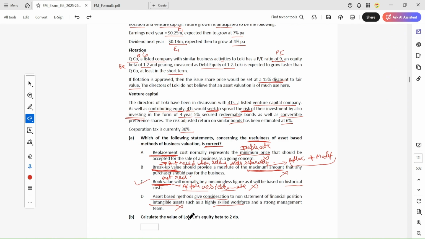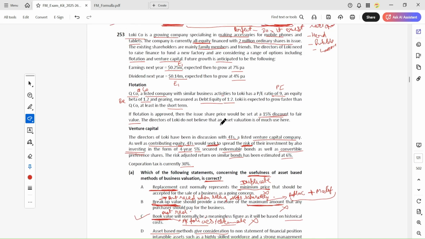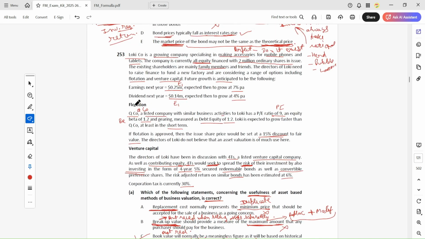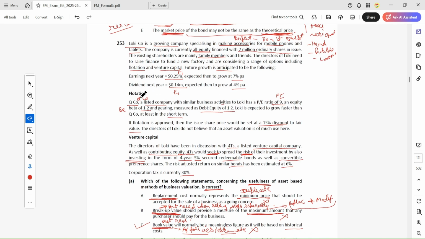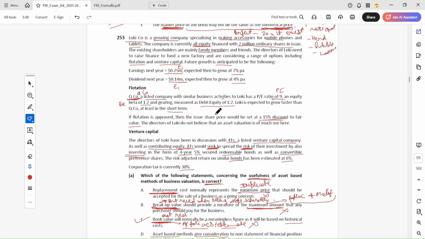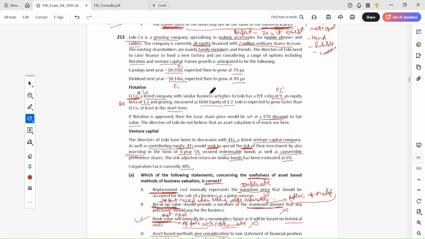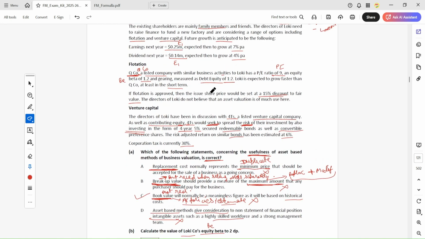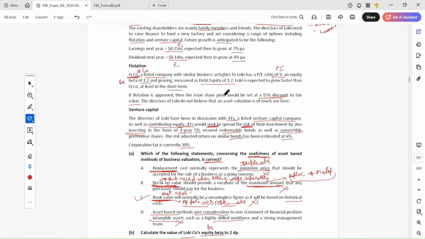Calculate the value of Loki company equity beta. So now we have to calculate the equity beta of Loki company. This is our company, Loki, and we want to raise finance through flotation and venture capital. For the flotation we are given a listed company, which we want to use for the calculation of beta equity.